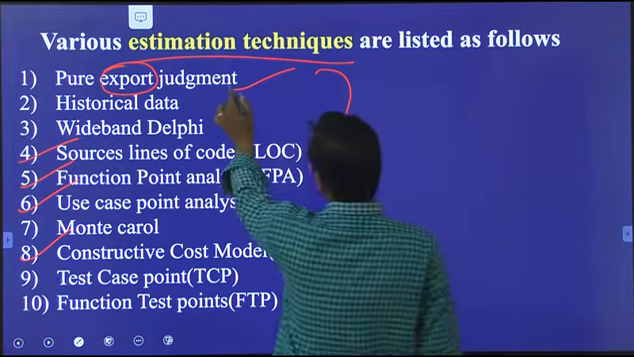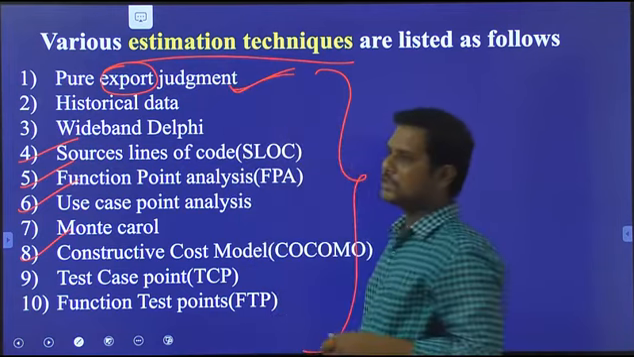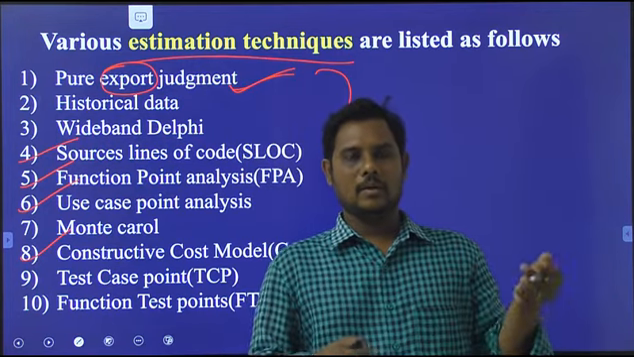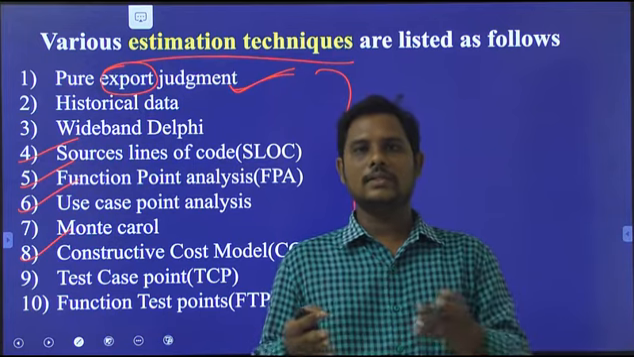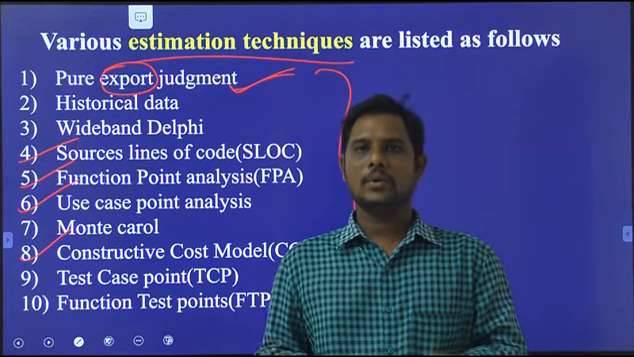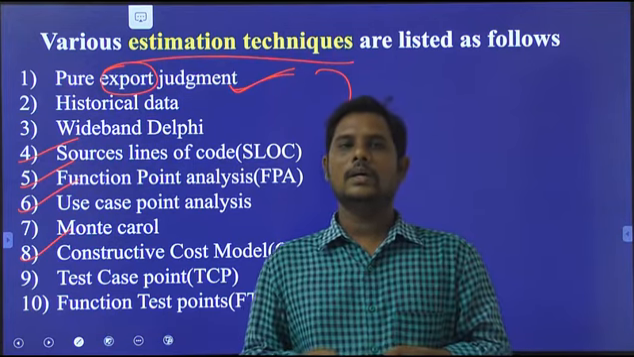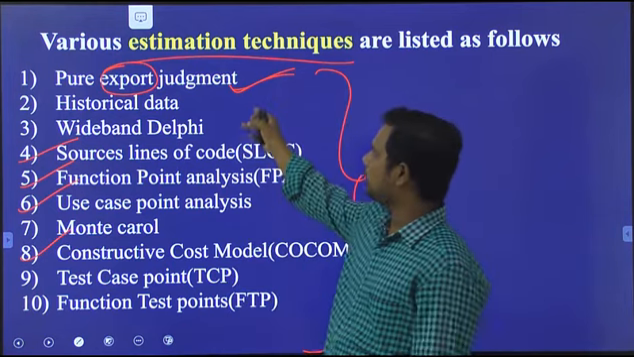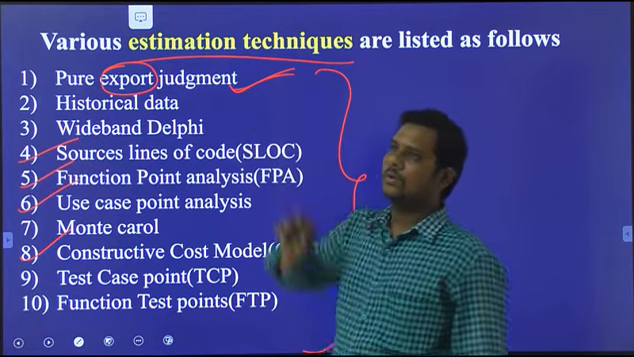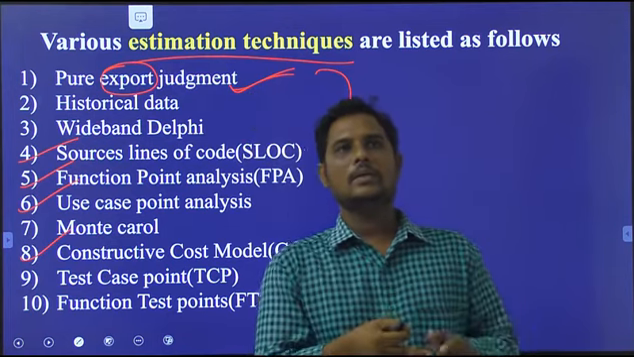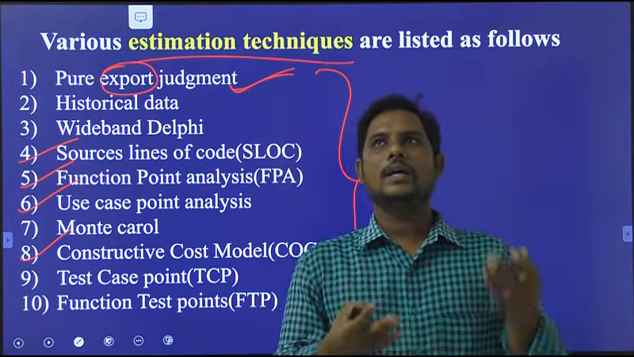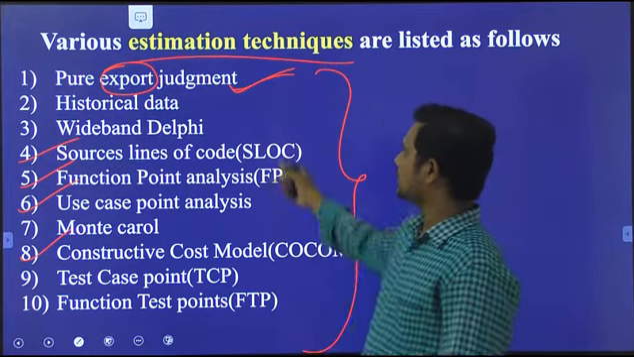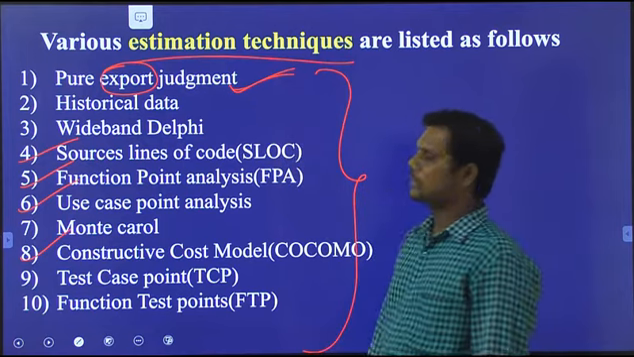In pure expert judgment, they will judge the previous analysis and the previous techniques, what techniques they used to execute and estimate the project. They take all these parameters to estimate the project. So the people who are experts in our project give their experience to estimate the project. This is the pure expert judgment estimation technique.